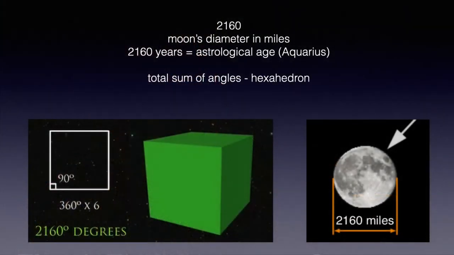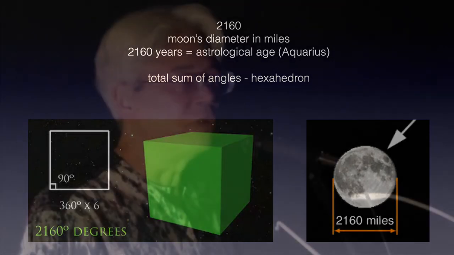So here again, we're looking at the moon's diameter. Before we were looking at the moon's radius, but there it is, 2160, which is the total number of degrees in the hexahedron. And 2160 is also one astrological age. Now we just got out of the Piscean age, which was 2160 years, and now we're just beginning the Aquarian age, and so we have another 2160 years to go.